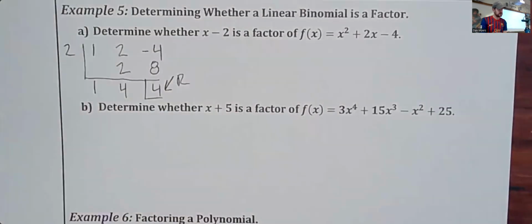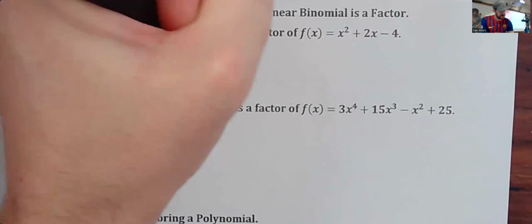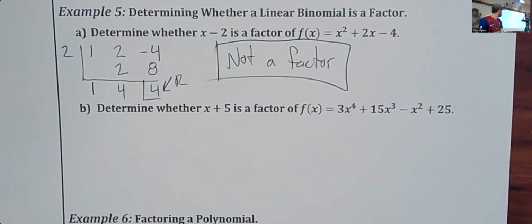Remainder of 4. Is it a factor? No. There's a remainder of 4. If it was 0, it would be a factor. So we're just going to say not a factor. All right. That's how we do those. Let's try the next one.